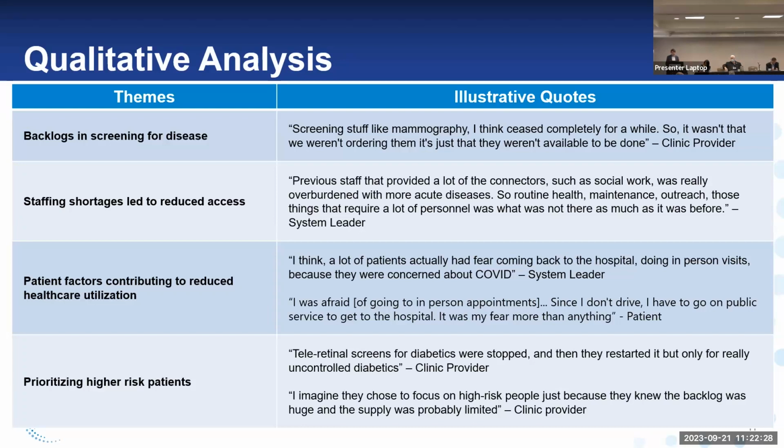There were patient factors that came up a lot. There were patients who had fear about going to the hospital for in-person visits because they were concerned about COVID. Patients also talked about having to take public transportation to get to the hospital and having a fear of that. And then there was also discussion of prioritizing higher risk patients. For example, teleretinal screens for diabetic patients were stopped, but then restarted really only for uncontrolled diabetics.